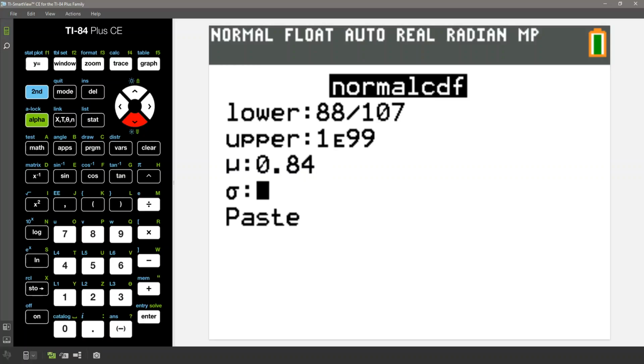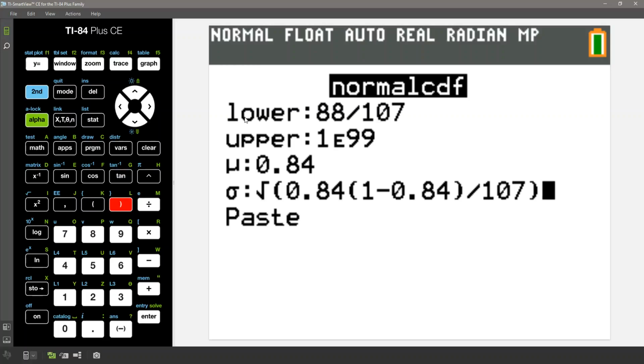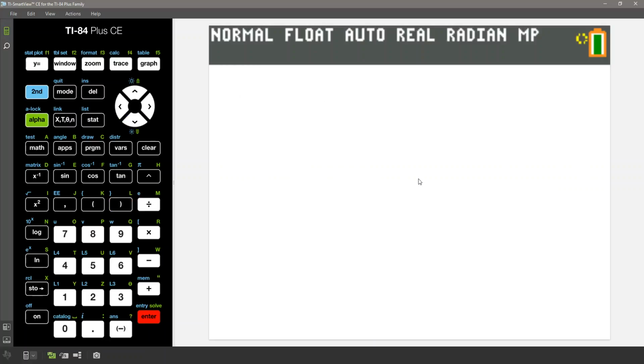And square root of 0.84 times, oopsie, left parentheses, times 1 minus 0.84. Oh, I lost my 4 again. That keeps happening to me. My button doesn't like me. I'm going to insert because I don't want to lose the rest of what I've typed here. So 0.84, 1 minus 0.84 divided by n, which was 107. There should be 2 sets of parentheses, one for the 1 minus 0.84 and then the bigger one to start the square root and end the square root. Then I'm going to go down to paste and press enter. And then I press enter.